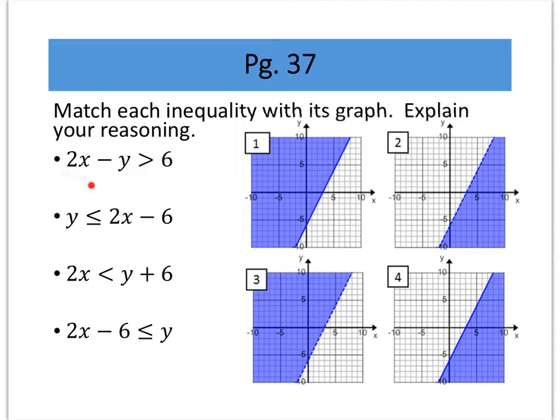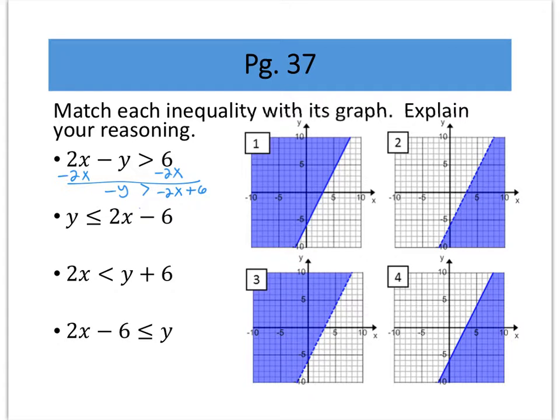So when I look at these, they are not in y equals mx plus b form, and I want to get them in that way. So I'm going to do it with a blue pen for this first one. I'm going to try and get these all into y equals mx plus b form, and they're not yet. So I need to subtract 2x from this side and subtract 2x from that side. So now I have negative y is greater than negative 2x plus 6.